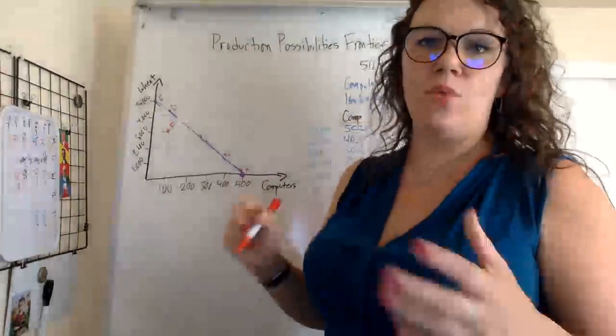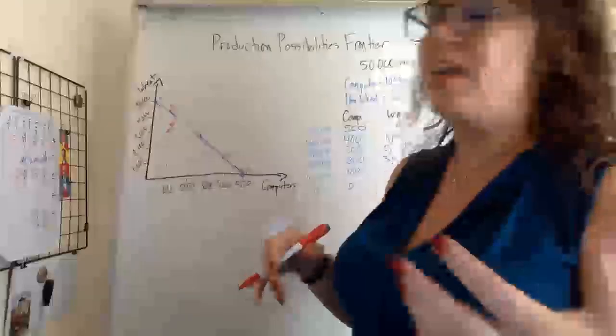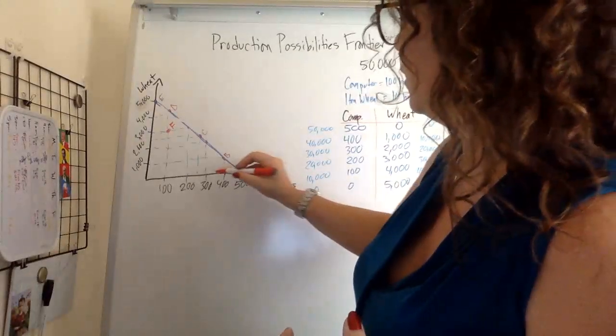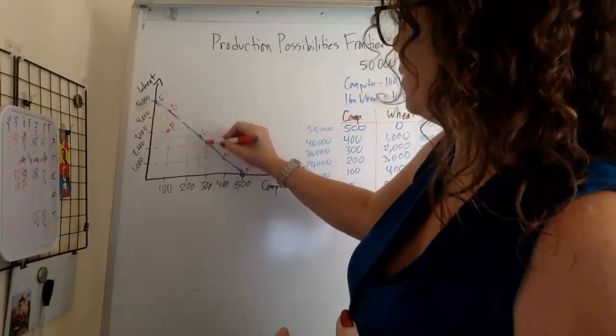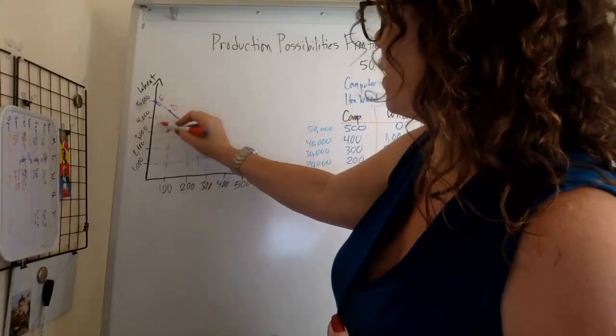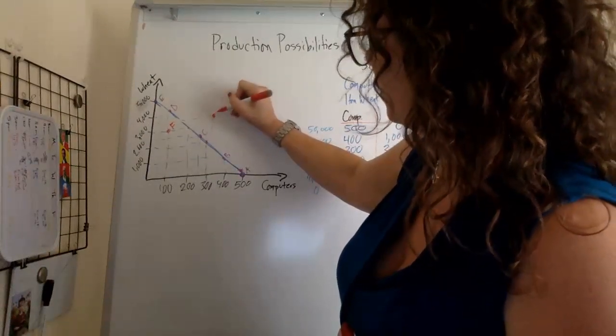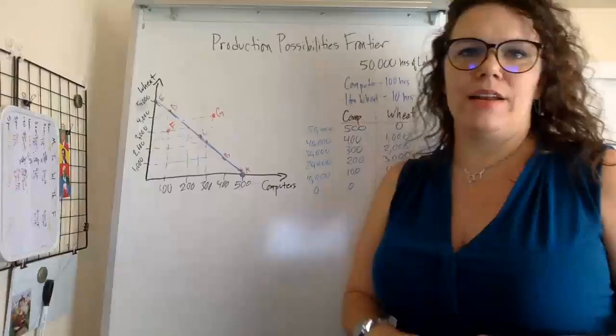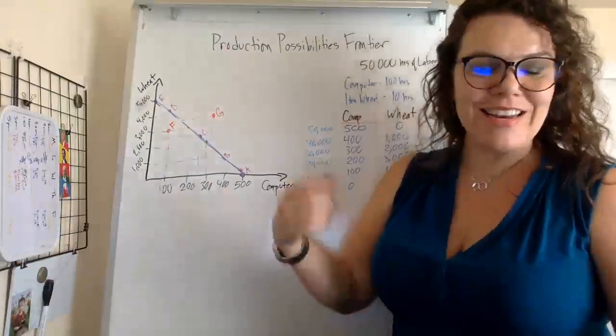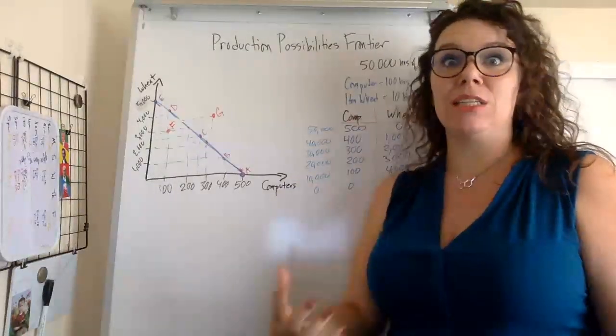And then pick a point that represents 300 computers and 3,500 tons of wheat. So that's going to be up here and out here. And we're going to call that point G. And this gets at the next big important thing about production possibilities frontiers.